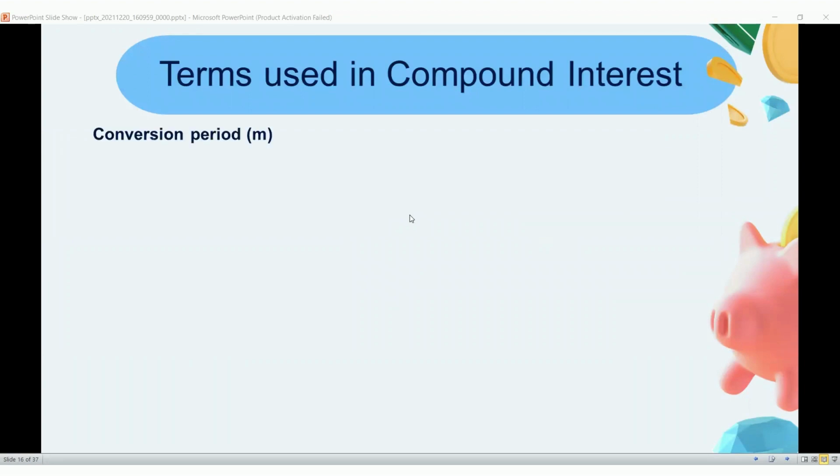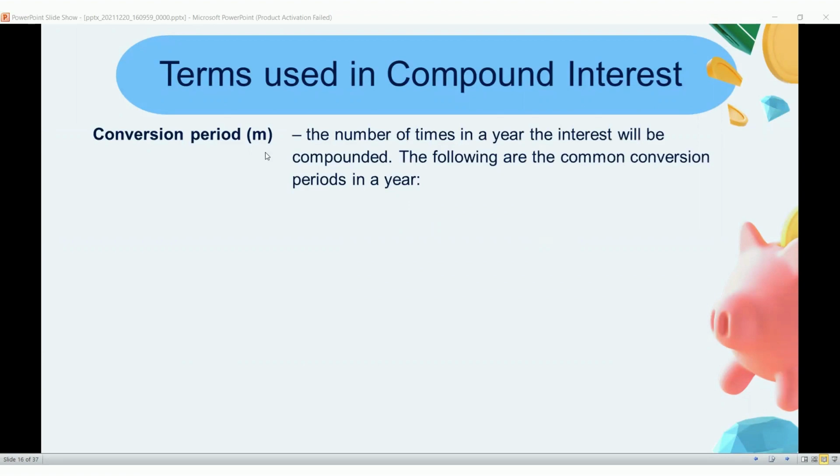Terms used in compound interest. Yan, meron tayong conversion periods, M: the number of times in a year the interest will be compounded. So, nakadepende siya sa conversion period kung kailan i-compound ang interest. The following are the common conversion periods in a year.